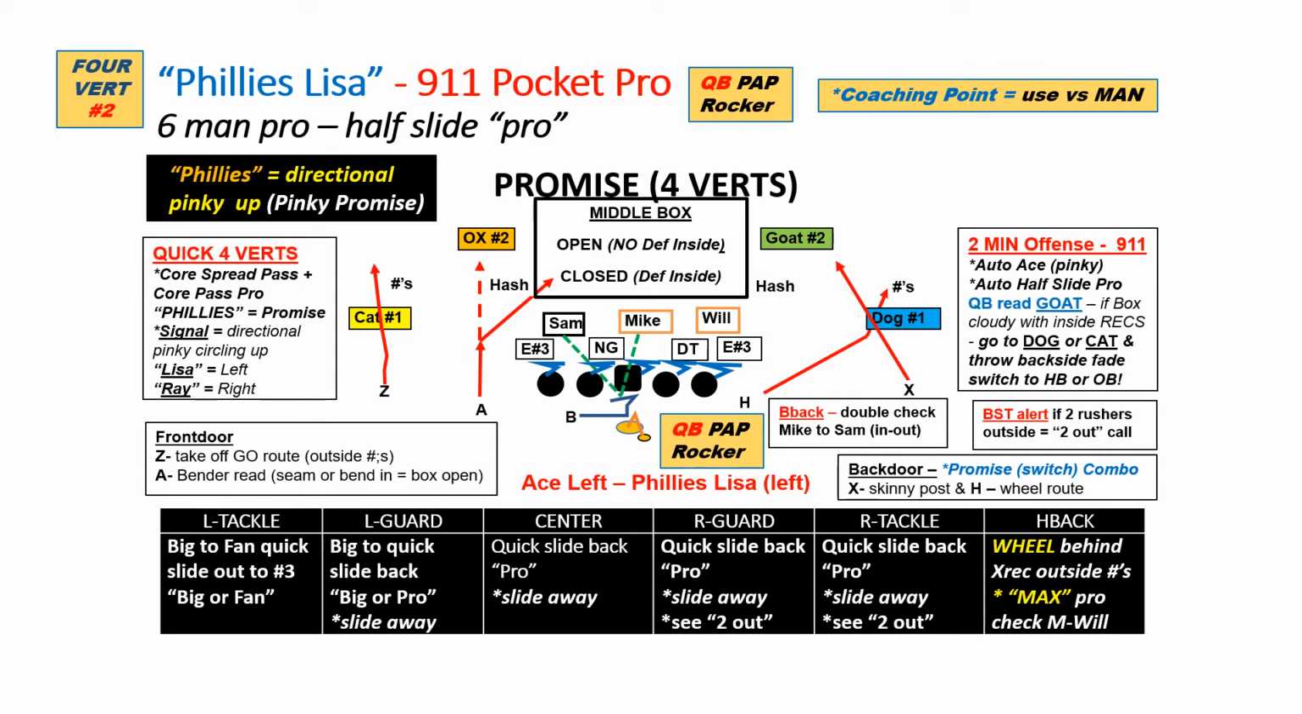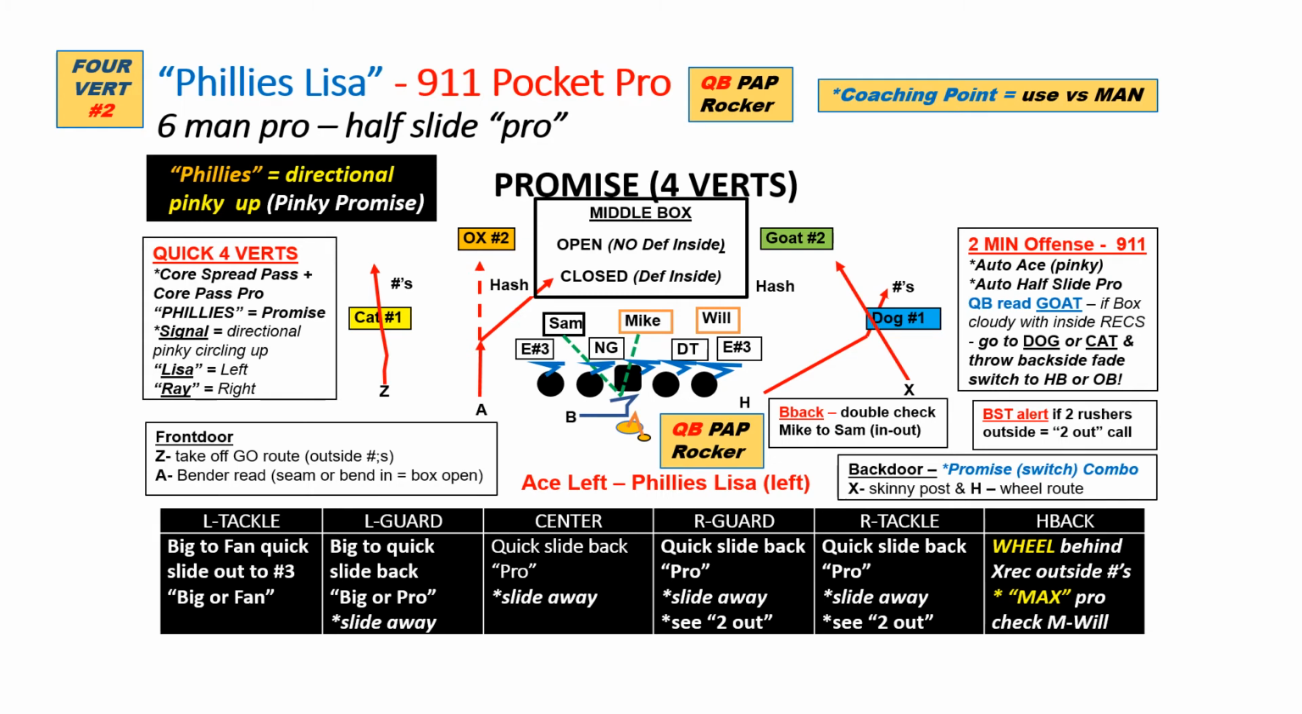The next step we would do with our four verts is we simply add a Phillies call, meaning it's a promise or a switch with the X and the H. We're still doing all four verts. Nice thing with this signal is we still keep it really fast. We're just going to use our pinky now instead of the pointer, and we'll circle that. Pinky promise is the word association.